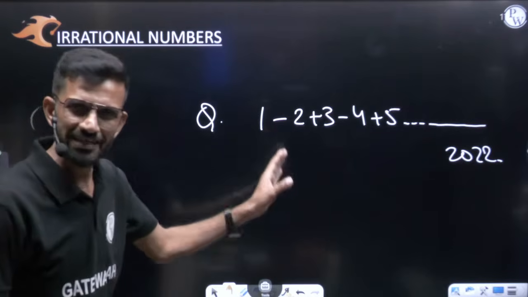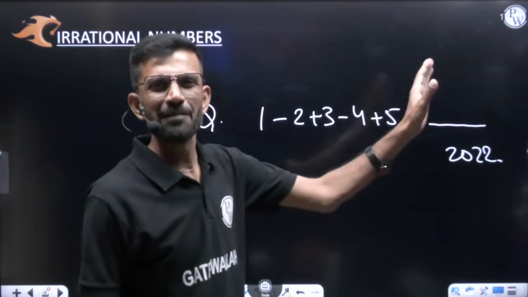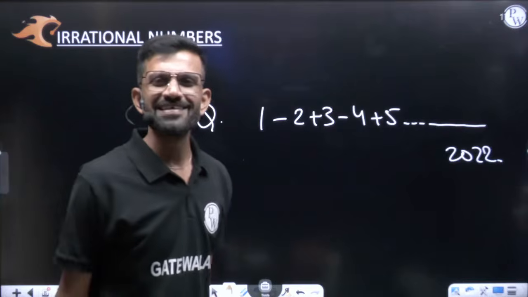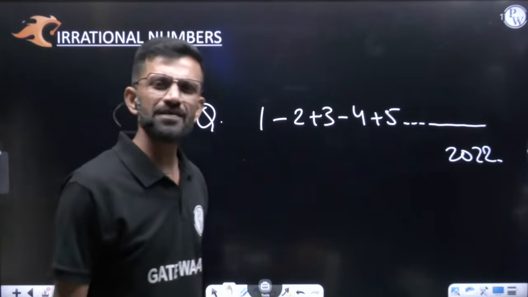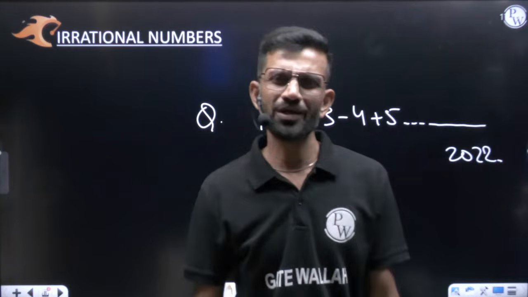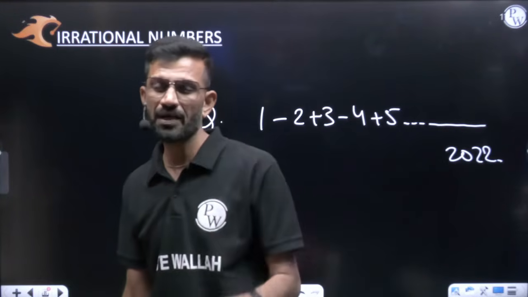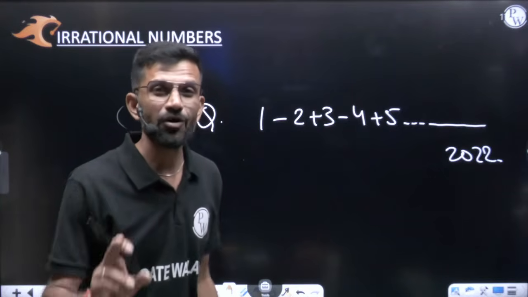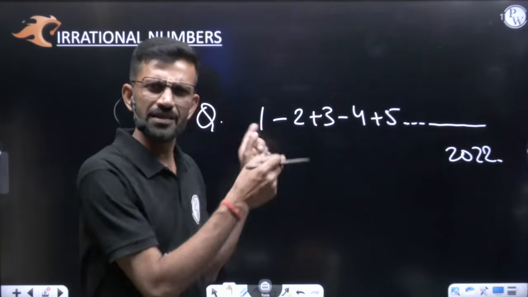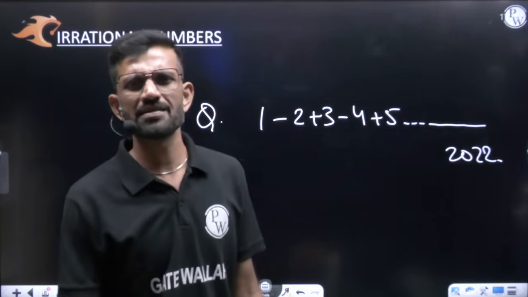1 minus 2 plus 3 minus 4 plus 5. If I go like that, up till 2022, what will be my answer? No doubt many of us will say, sir, we can use the formula, sum of even numbers and sum of odd numbers. I told you already that a formula will be valid for a few questions, but not all questions. No doubt here you can use the formula, sum of even numbers, sum of odd numbers.